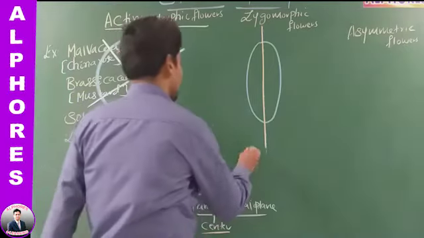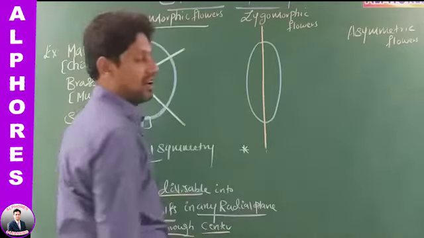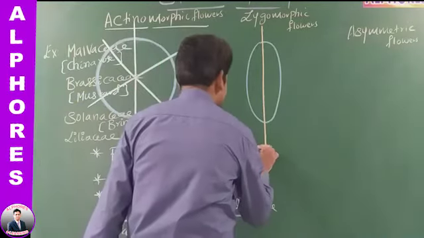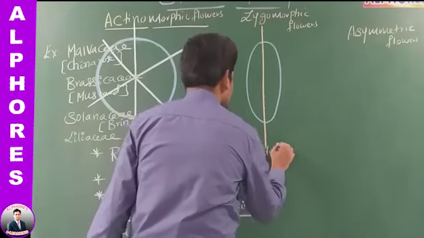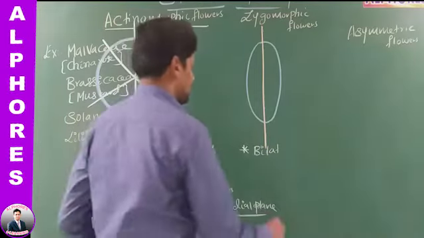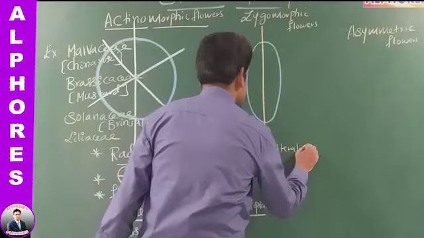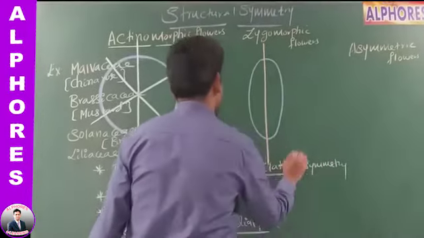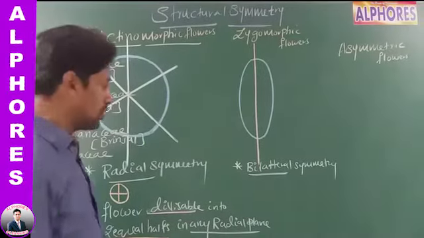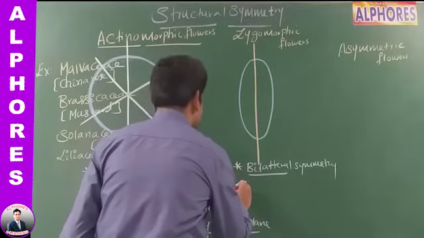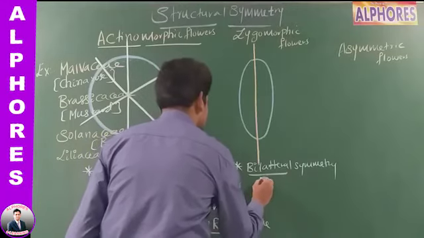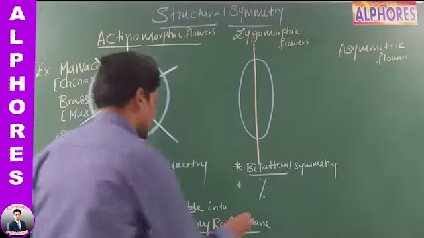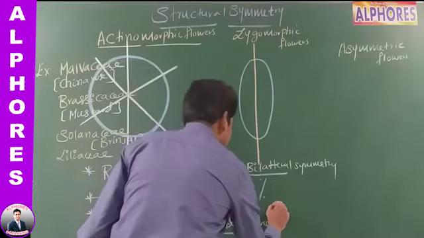Such flowers are called zygomorphic flowers. They show bilateral symmetry. Sir, what is the symbol for zygomorphic flowers? Percentage symbol. This is the symbol for zygomorphic flowers. Okay, right. What is the meaning of zygomorphic flower?